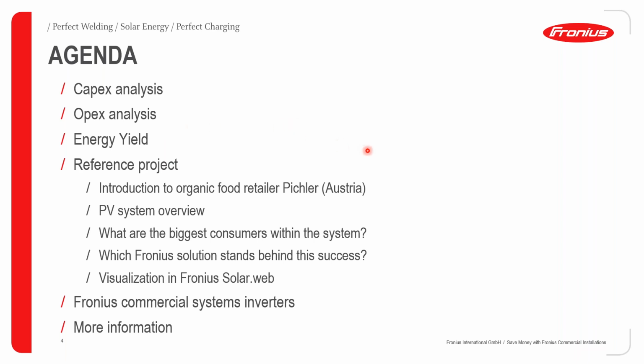So we are going to give you an introduction into the owner of the system, then a system overview, then the consumption of energy in this system, and of course, what is the success behind it as far as the Fronius solution is concerned. And you're also going to look at how this system is monitored, or visualization of this system in SolarWeb. Later on, we are going to look at the commercial inverters available from Fronius for commercial systems. And just before we end, we are going to give you some more information on Fronius solutions and other products.